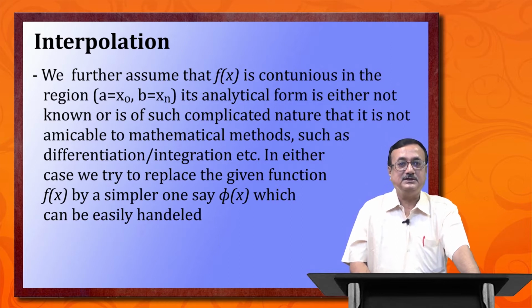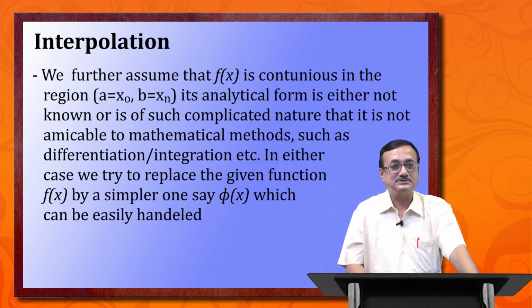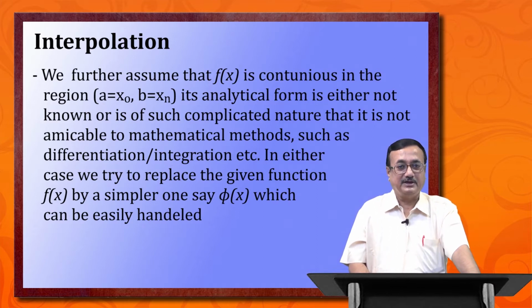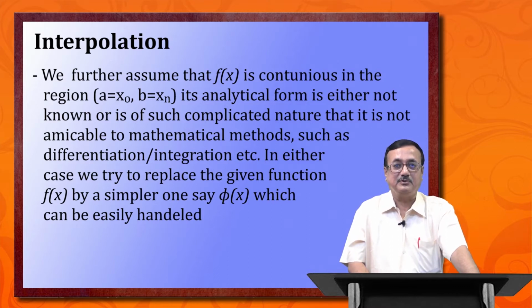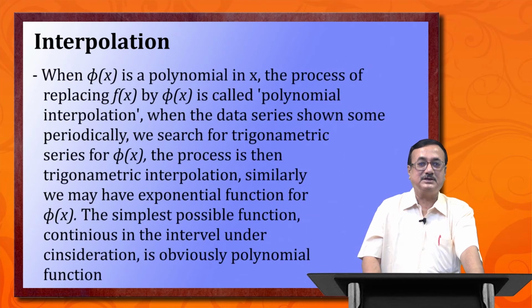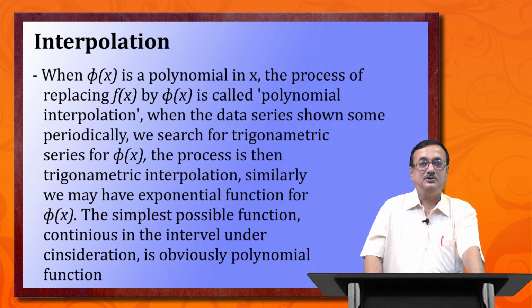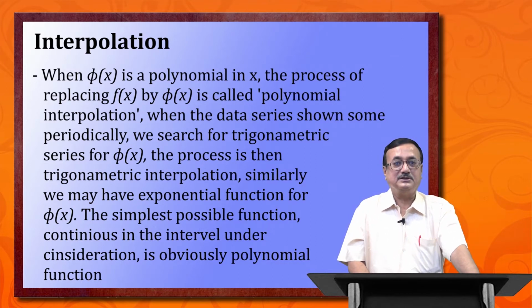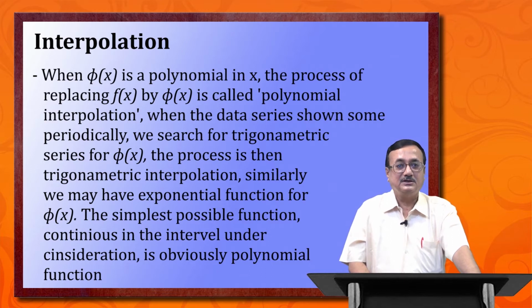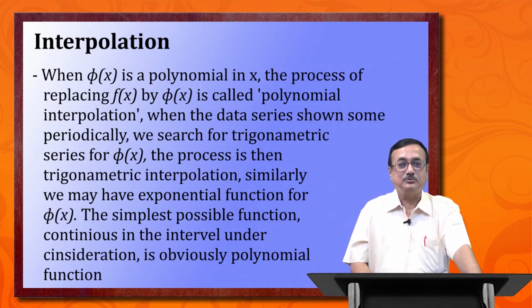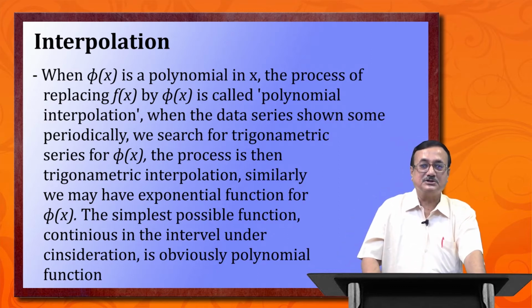In either case, we shall try to replace the given function f(x) by a simpler one, say by phi(x), which can be easily handled and is amenable to any mathematical formulation. When phi(x) is a polynomial in x, the process of replacing f(x) by phi(x) is called polynomial interpolation. When the data series shows some sort of periodicity, then we seek a trigonometrical series for phi(x). The process is then called trigonometric interpolation. Similarly, we may have an exponential interpolation function for phi(x).